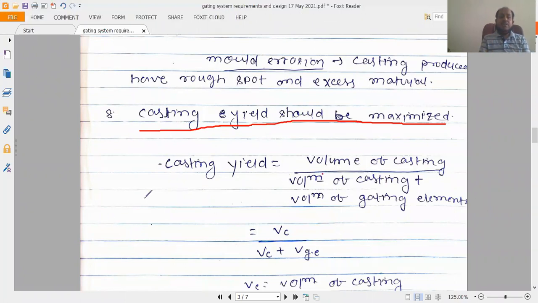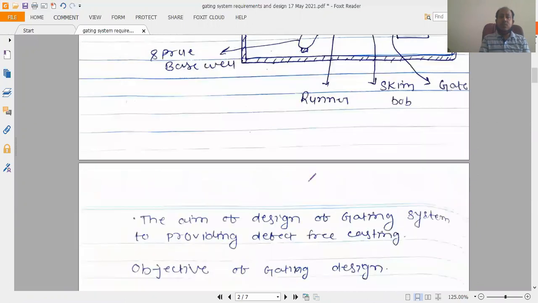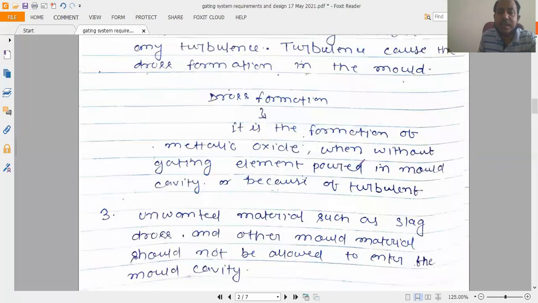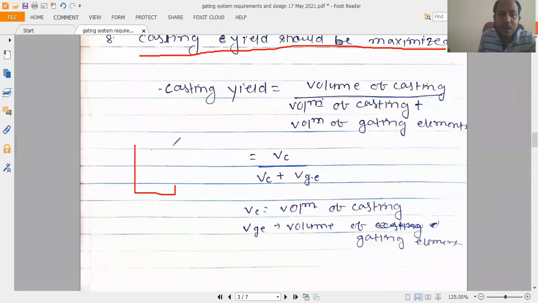divided by the total volume. The volume of the casting means this is the part where the molten metal is poured and the casting is formed. So this one is the casting, and this is the volume of the casting. Here the total molten metal will be poured and we require this casting. The total molten metal is poured and it solidifies in this casting. So casting yield is the volume of the casting divided by the volume of the casting plus the volume of the total gating system.